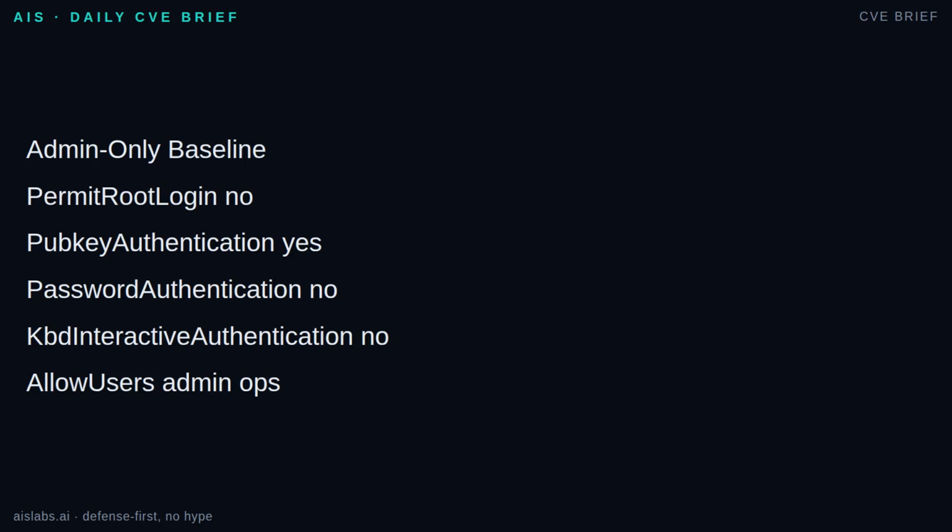PubkeyAuthentication yes keeps key login enabled. PasswordAuthentication no disables normal password login. KbdInteractiveAuthentication no closes the keyboard-interactive path, which can otherwise still reach PAM-backed prompts. AllowUsers admin ops makes the allow list explicit. Save, run sshd -t, reload, then open a brand new login before closing the old one.